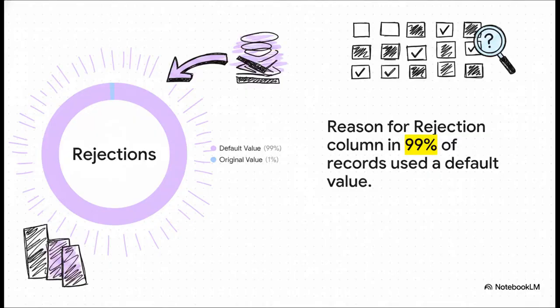Now, what's really wild here is how incredibly specific these reports can get. When you expand the summary in your report, it highlights highly specific issues. For example, our sources point out a scenario where a specific column, let's say the reason for rejection column, already contained or had its values completely replaced by a default value in 99% of the records. I mean, just imagine analyzing your business processes thinking you have this diverse, complex set of rejection reasons, only to find out 99% of them are literally just a system default.